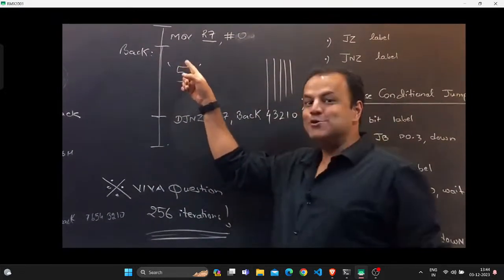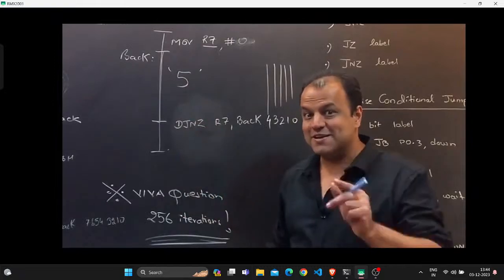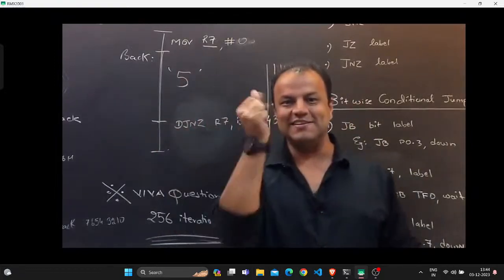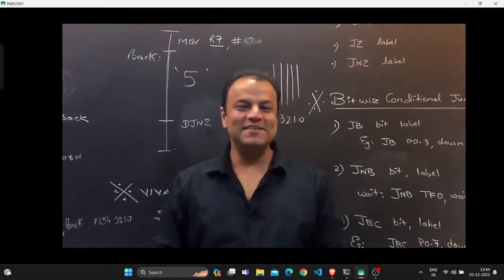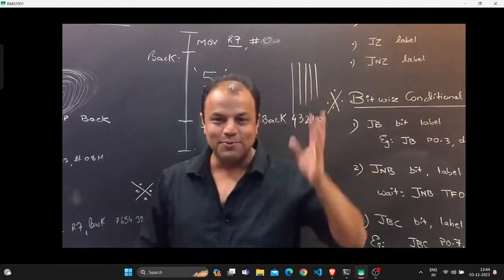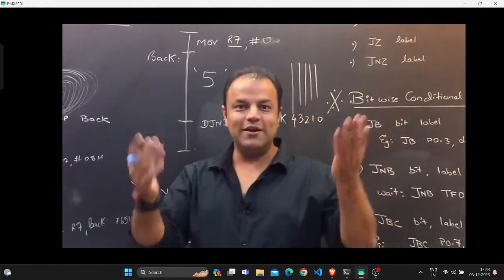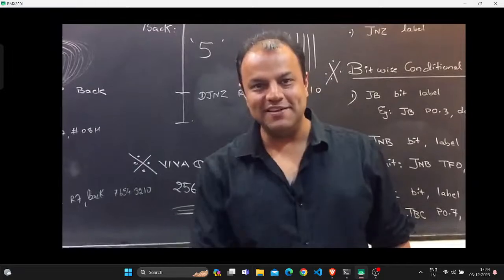Now R7 is FF. So from now onwards, you will get FF iterations. FF is 255, but it already had finished 1 iteration. That means it will produce 256 iterations. Please tell me, did you understand this? It's so crazy. It just blows your mind. As you increase the count, you get more iterations. But the biggest number of iterations surprisingly come with a count of 0.